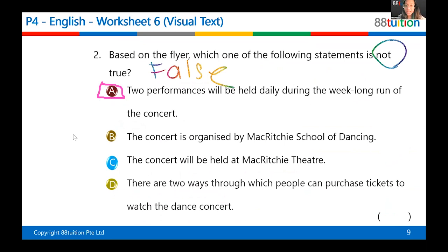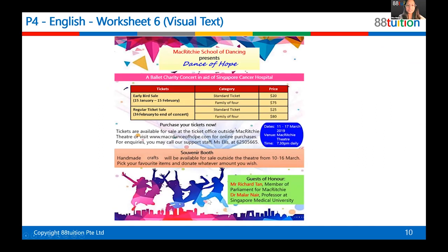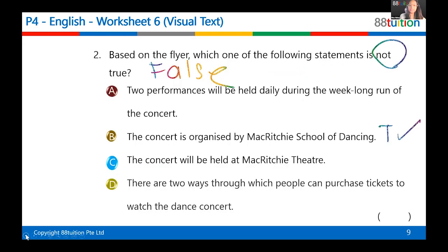Okay, the concert is organized by McRitchie School of Dance. Is this true? It is true, right? So this one is a tick, because if you're looking for false, you're looking for the answer that is a cross. If you look at the flyer, you see, McRitchie School of Dancing presents. So they are the organizer. So this is true. I'm writing T for true, okay? So it cannot be the answer. That's why I put a tick.